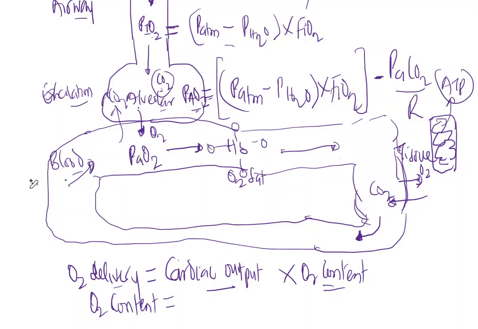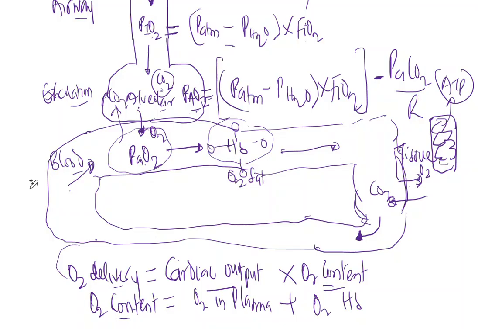equal to oxygen in the blood. So the summation of oxygen that is dissolved in the plasma, plus the oxygen that is bound to the hemoglobin. So when you add both of them together, that will give us the oxygen content. And when you multiply that with cardiac output, that will tell you about the oxygen delivery to the tissue. And anything that affects any of these variables, right, will lead to tissue hypoxia.